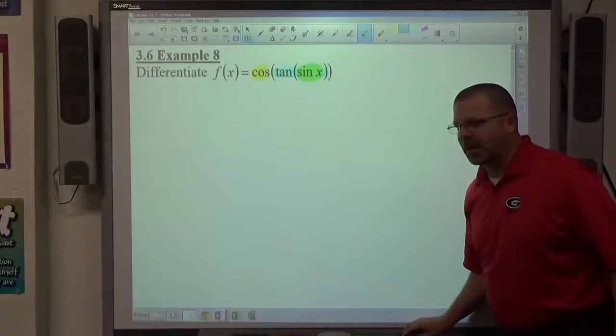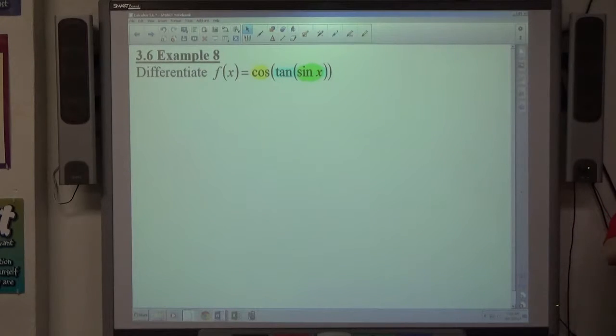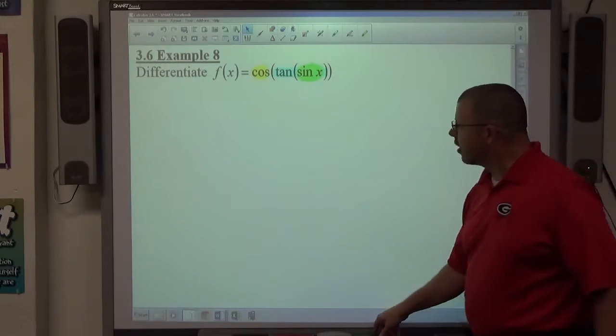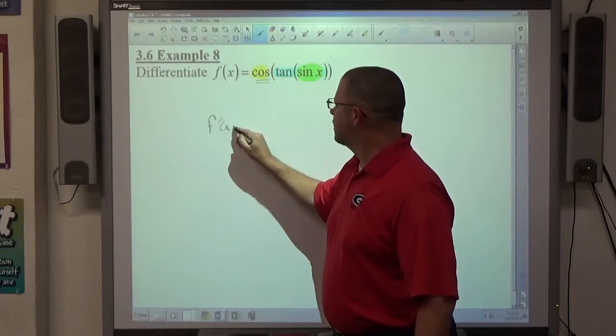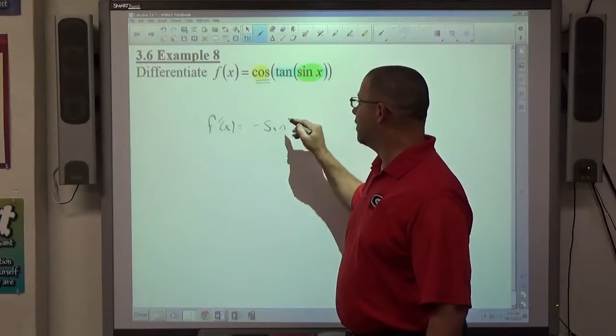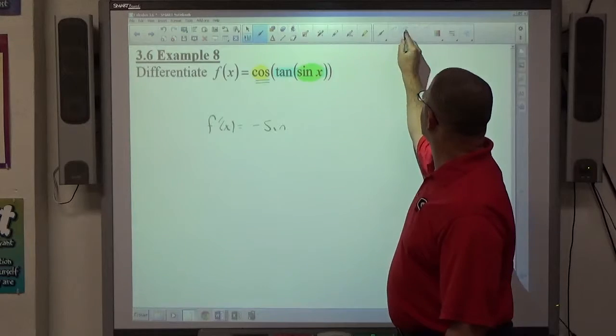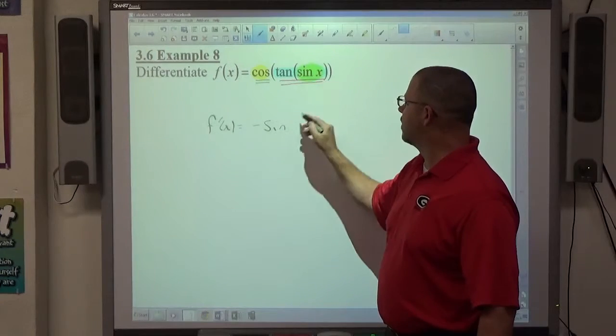All right, so that's kind of what's happening here: the overall function is a cosine function, so I'm going to use a cosine derivative in order to differentiate the problem. So, starting off with the cosine function, I know f prime of x is negative sine of the same thing. In this case, the same thing is tangent of sine of x.